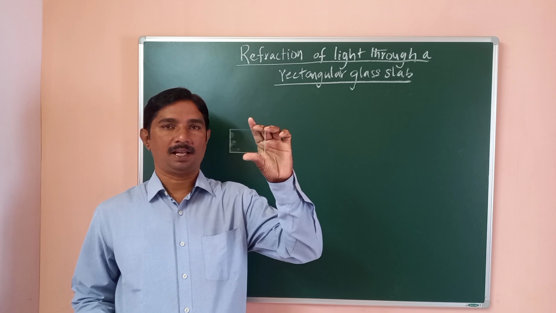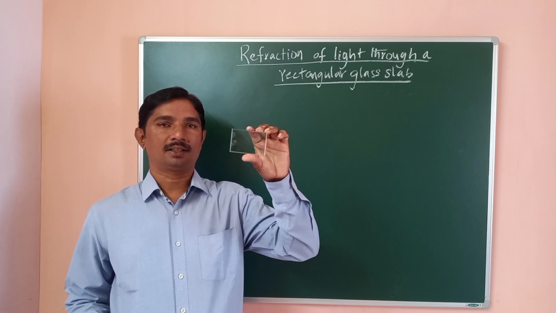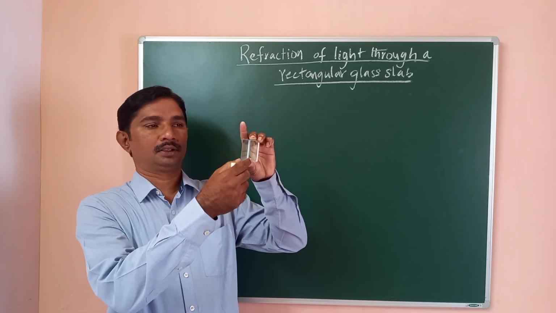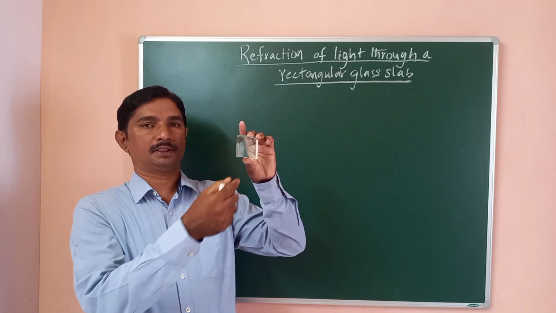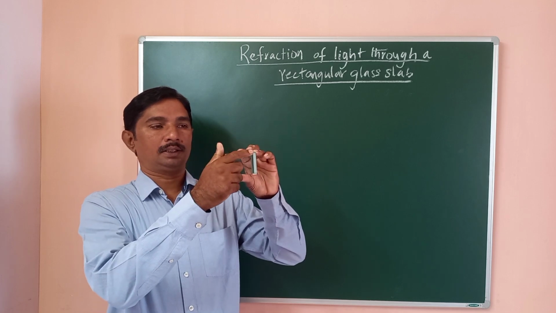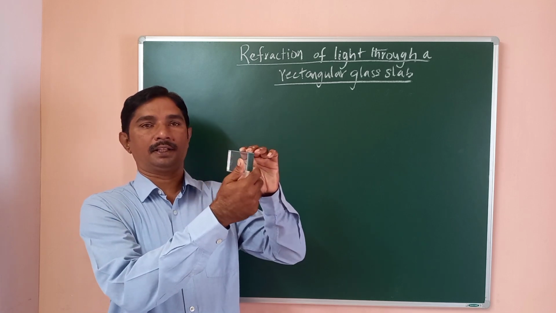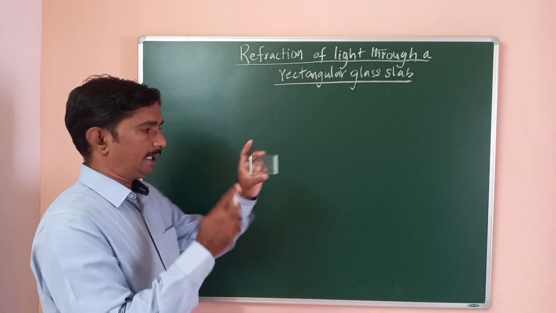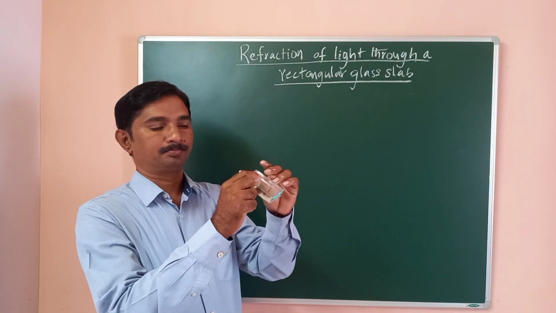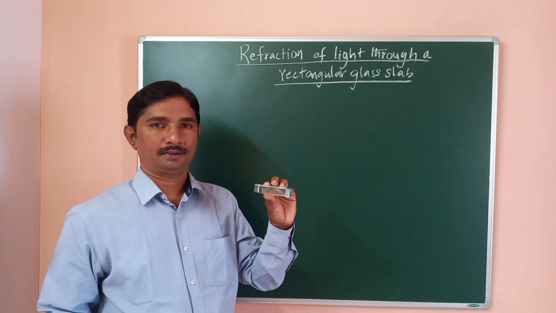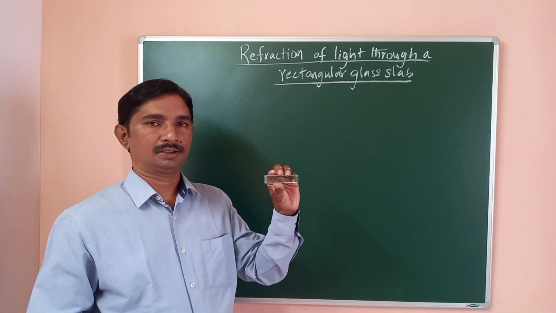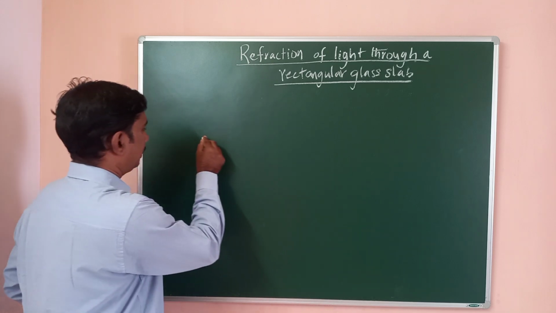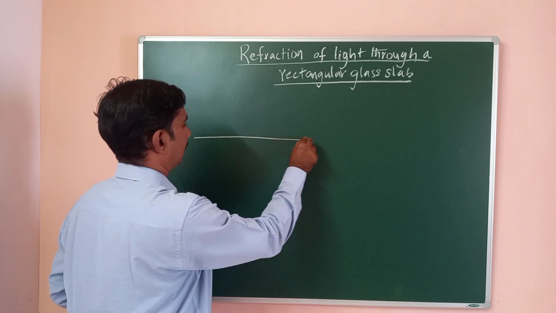This is a rectangular glass slab. It has length, breadth, and thickness. When light passes through this glass slab, when light is incident on this glass slab, what is going to happen? That is what we are going to study.